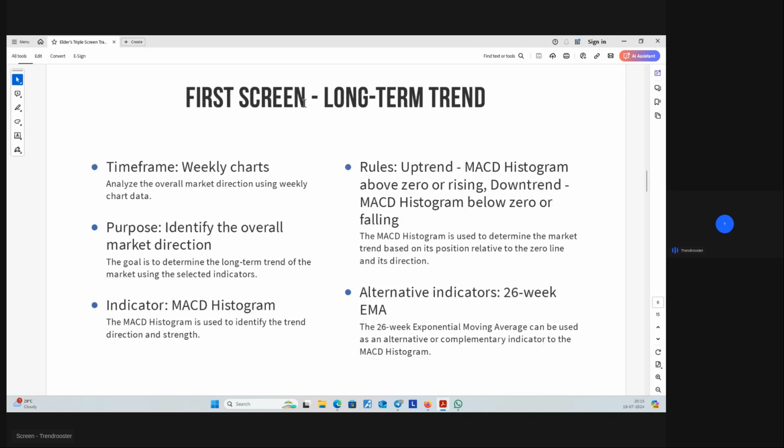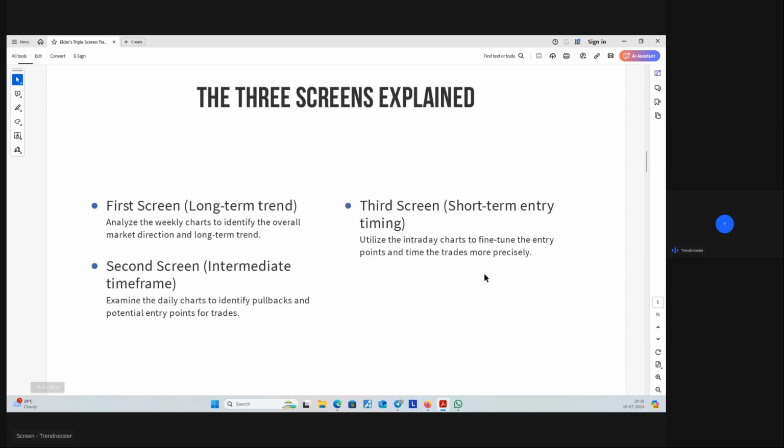For the first screen, he uses the weekly time frame to identify the trend. He uses a 13 period moving average slope to identify the trend and overall market direction, and the MACD histogram, and then a 26 period alternative. If you apply these indicators now, they may not work, because I am not using any of these indicators. But I am using that framework. This is the framework. You guys get it, right?